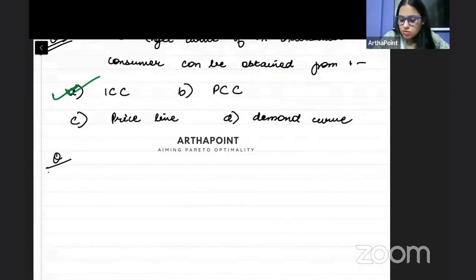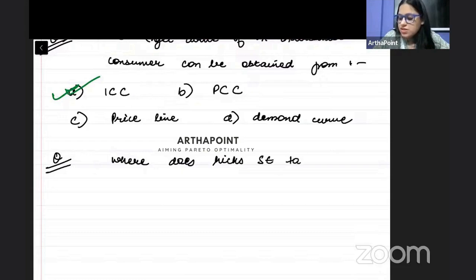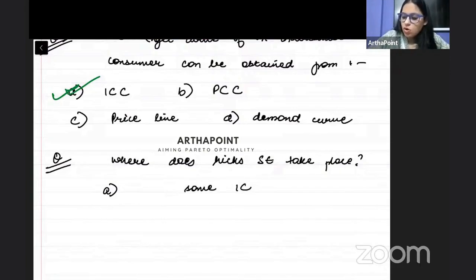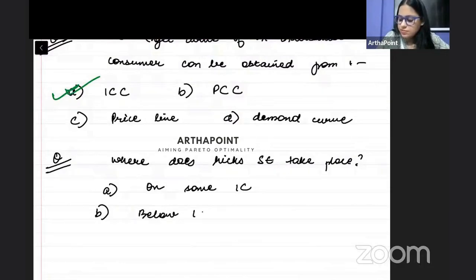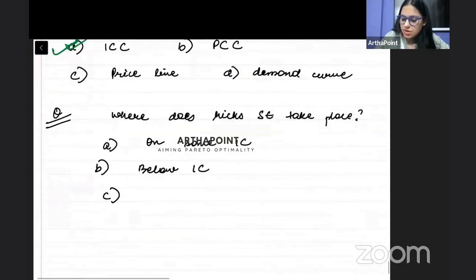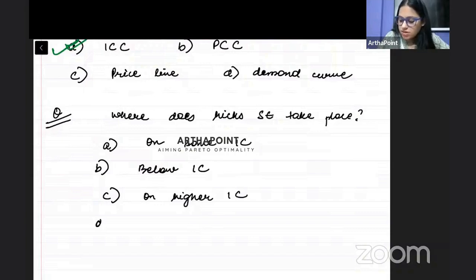बेटा, next question. Where does Hicks substitution effect take place? Option number A, on same IC, on the same IC. Option number B, below IC. Option number C, on higher IC. Option number D, on higher budget line.